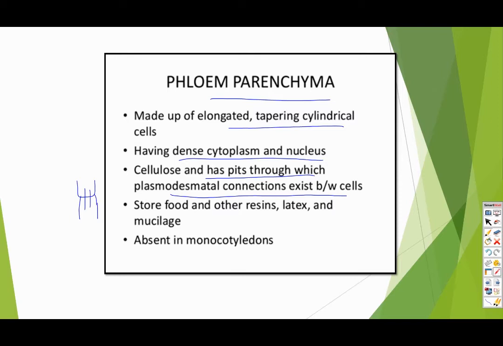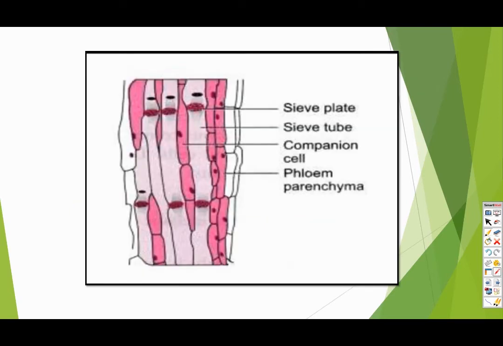Moving ahead, see children, this is the diagrammatic representation. This is sieve plate, this is your sieve tube, okay, and this over here is called as companion cells. This is your parenchymatous. Ma'am, both are pink, how do we know? See, this is bigger, these are the sieve cells, but this one is not like that, it is smaller. So that's how we usually differentiate between the two.